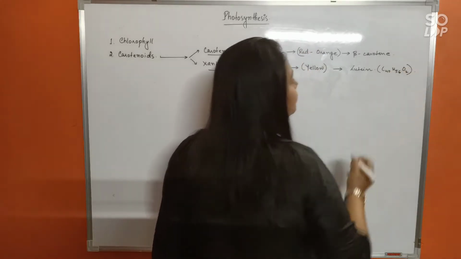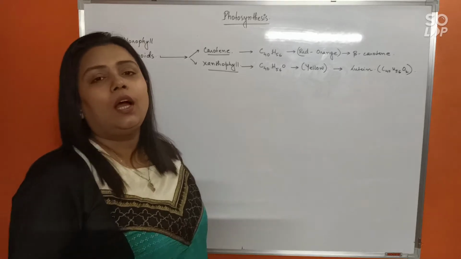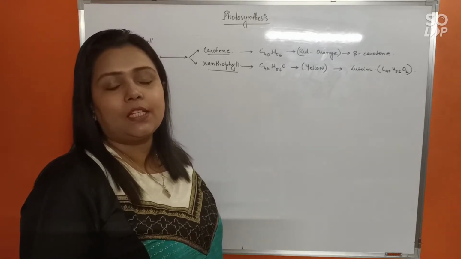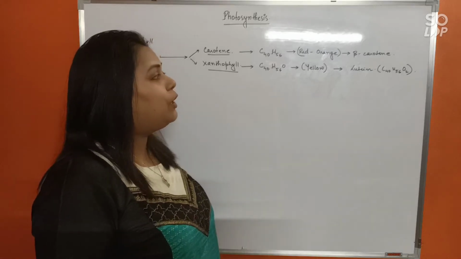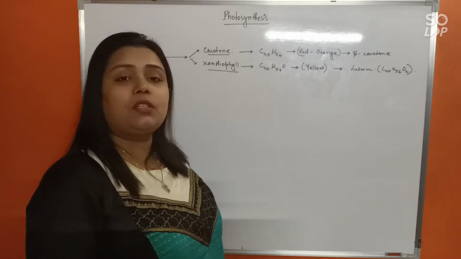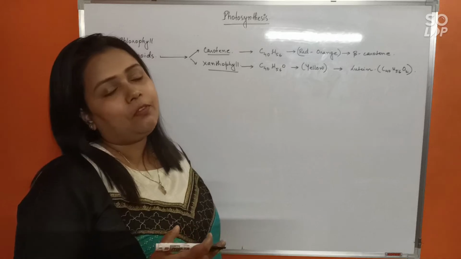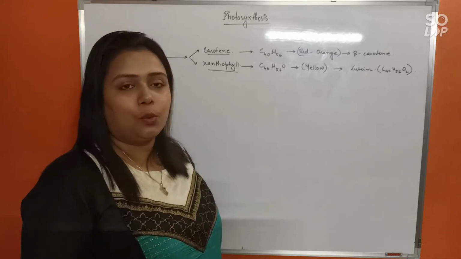C40H56O2. Likewise, you know about the xanthophyll pigment fucoxanthin, which provides brown color to the brown algae. That has a formula of C40H56O6. So likewise, various types of xanthophyll pigments are known.